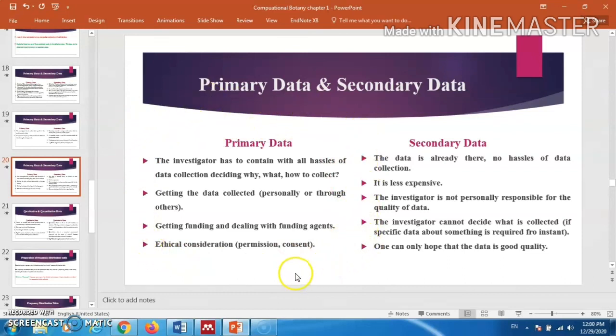Sometimes you may get a good experience, sometimes a bad experience. And in case of secondary data, one can only hope that the data is of good quality. If you are lucky, you will get good quality data, otherwise you have to fully depend on the secondary data, and you have to accept whatever the primary collector, the first person, has collected. Okay, this is all about primary data and secondary data.